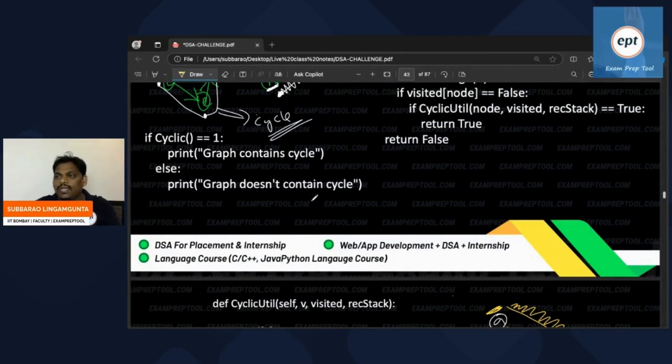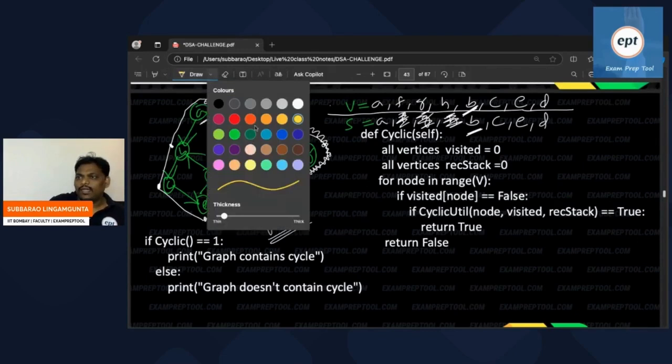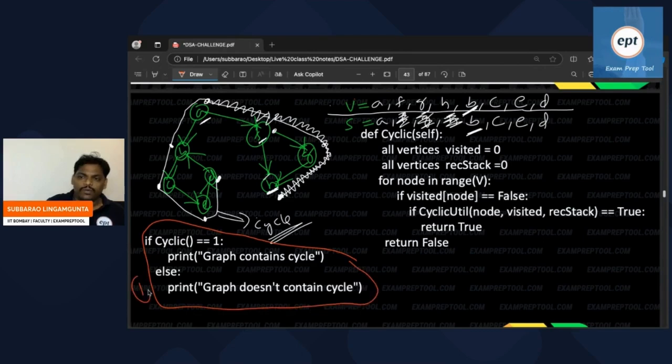I have written the rough code also. I will explain this code. It is rough code, not exact code. There is no use in exact code. See, it is a Python program. It is almost like main. I will call the cyclic function. If it returns 1, it means cycle exists. If the cyclic function doesn't return 1, I will come here: graph doesn't contain cycle.